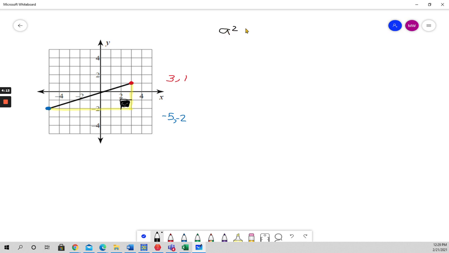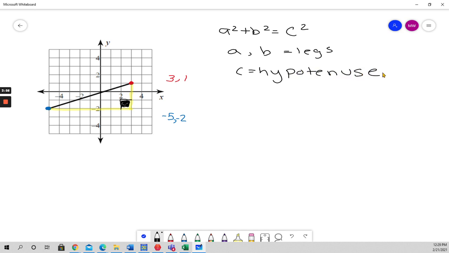a squared plus b squared equals c squared, where a and b are legs, and c is the hypotenuse, or the longest side of the triangle, located directly across from the 90-degree angle. Well, how do you imagine that we're going to find the legs of our sides?